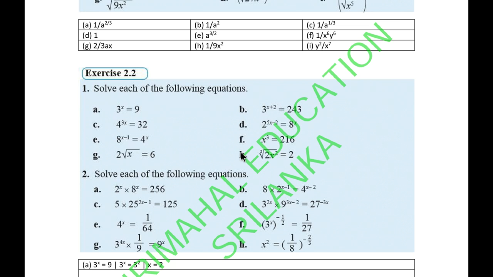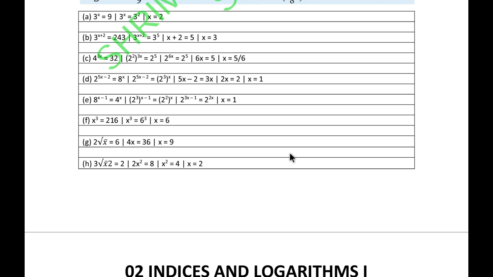Okay, h is like a cubic root. It's not just a square root, it's the cubic root, equals 2. So we need to cube both sides. Here will be 2x squared after you cube it, and here will be 2 to the power 3, that's 8. So 2x squared equals 8. So x squared equals 4, x equals 2.